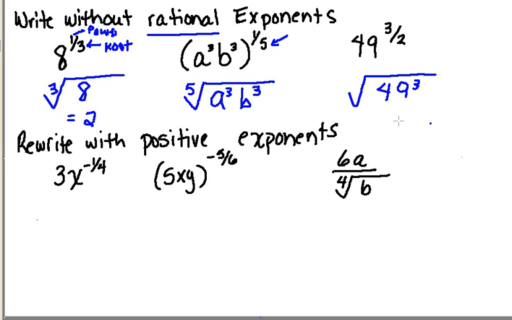I can use my calculator to calculate 49 to the third, and I come up with 117,649. And now I can further use my calculator to see if that is what the square root of that would be. And using my calculator, I see that that is equal to 343.